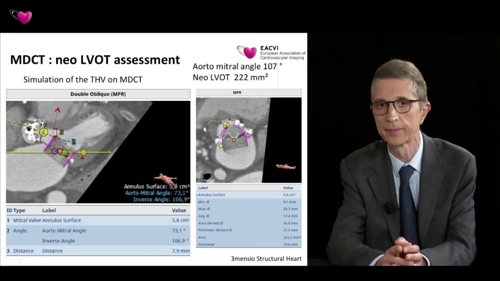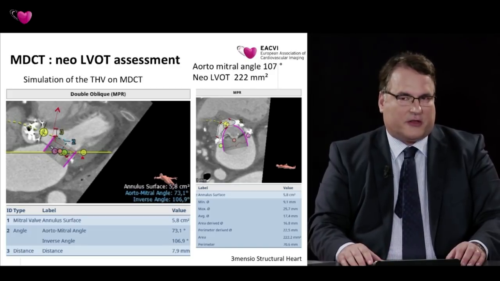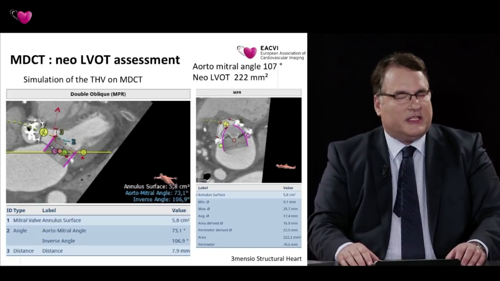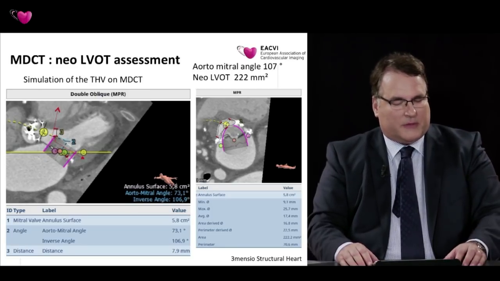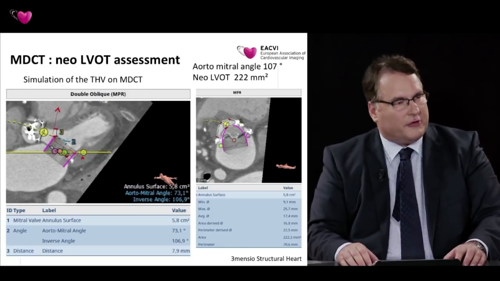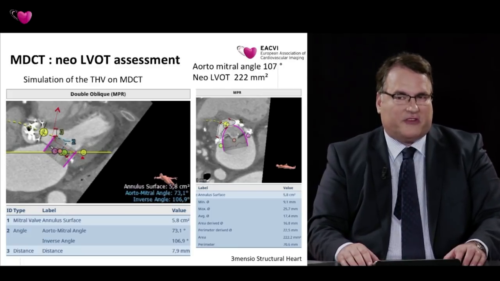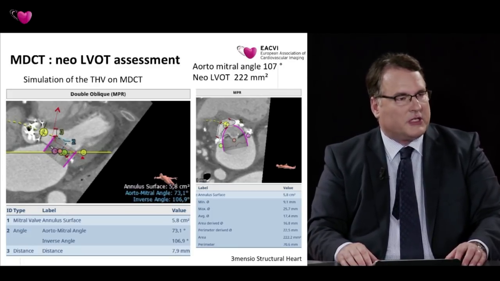Sure. Could you perhaps further highlight, because there's also another question on the neo-LVOT size, because some vendors of transcatheter trials have put up higher cutoff values, like 250 millimeters square. Could you comment shortly on this?